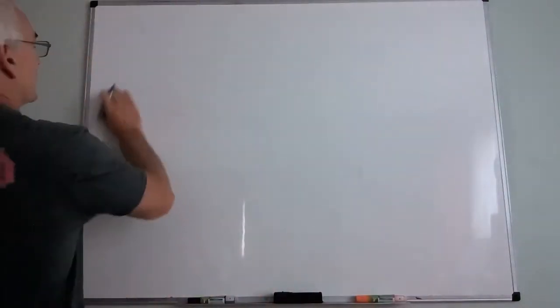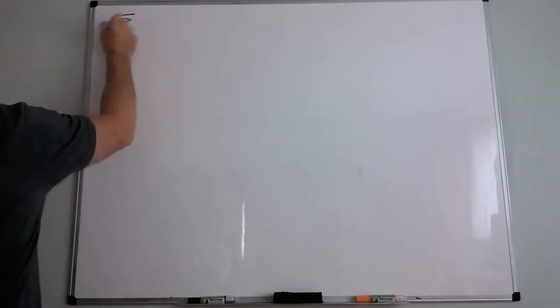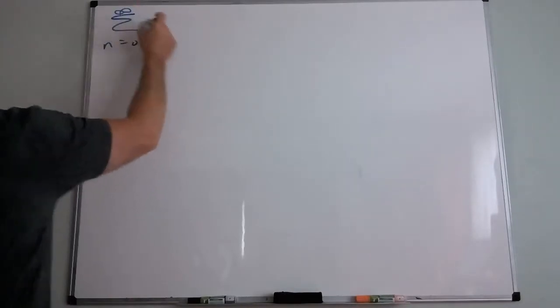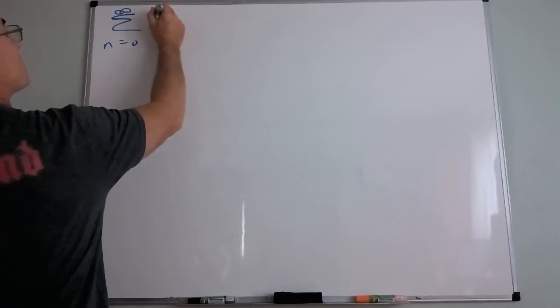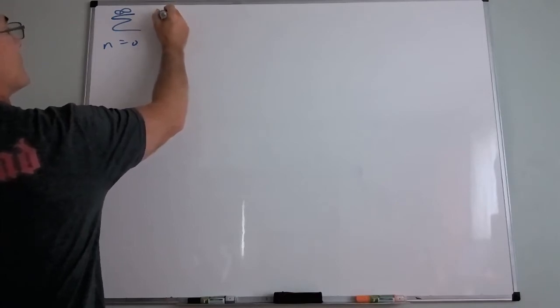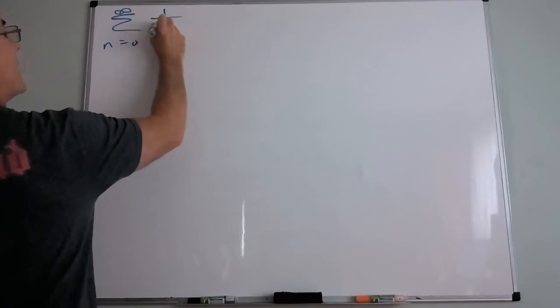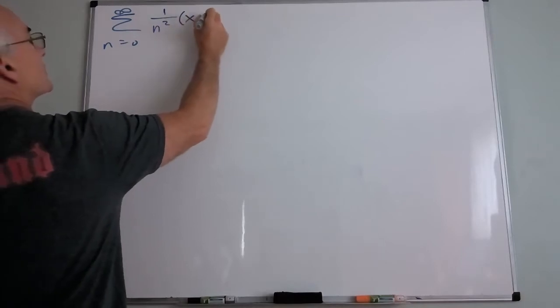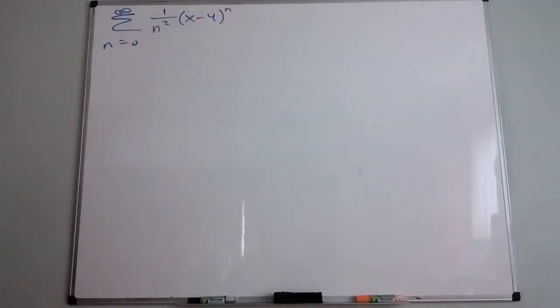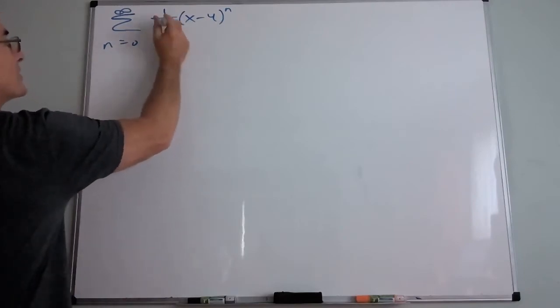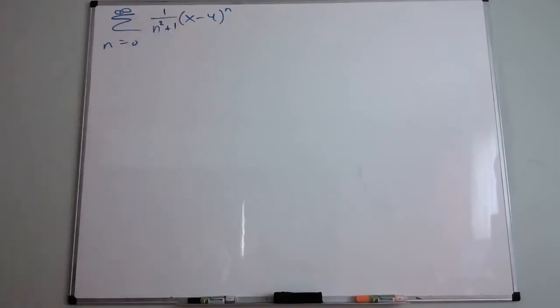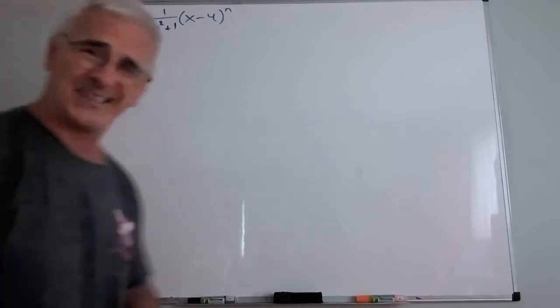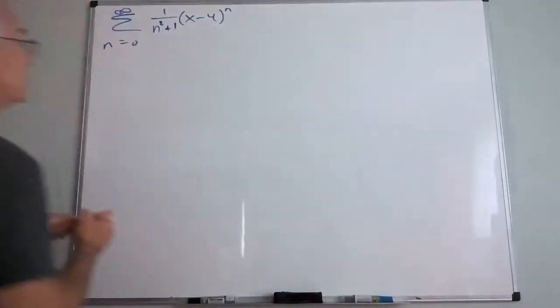So let's start with something simple. Okay, let's start with something like this. I've got the sum from n equals 0 of 1 over n squared plus 1 times x minus 4 to the nth power. So if I just started writing out the terms to this, that wouldn't be very hard. You never need to write out the terms, but what does this actually look like? What are the first few terms?